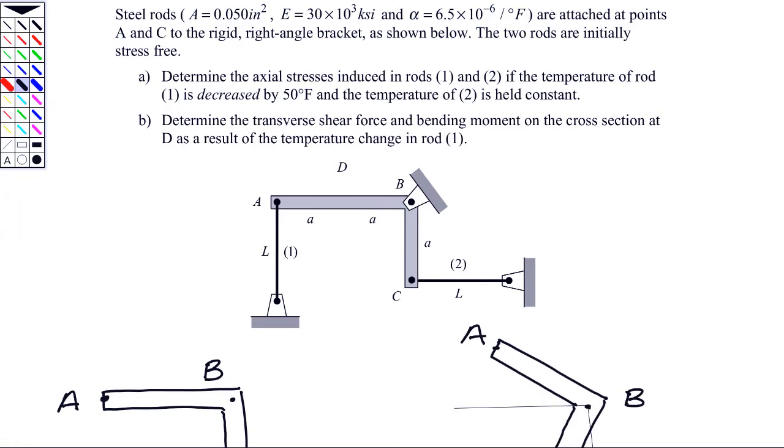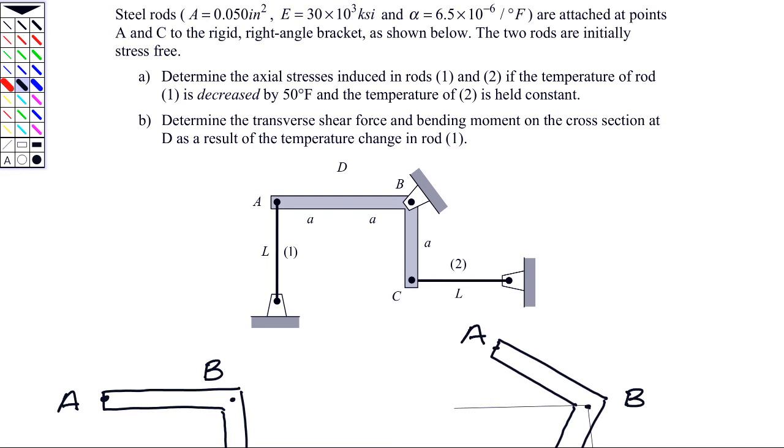In this example, we're asked to look at a system which is made up of this L-shaped bracket ABC, which is pinned to ground at B, and two rods, 1 and 2, connected to that bracket at locations A and C. What we know is that we're going to be changing the temperature of segment 1 by an amount of delta T that will end up being a minus 50 degrees F. And we're going to keep the temperature of 2 the same. As a result of that, what are the axial stresses induced in rods 1 and 2?